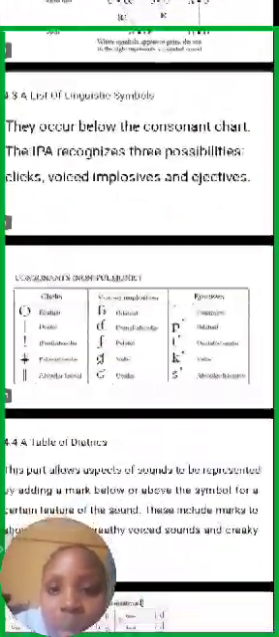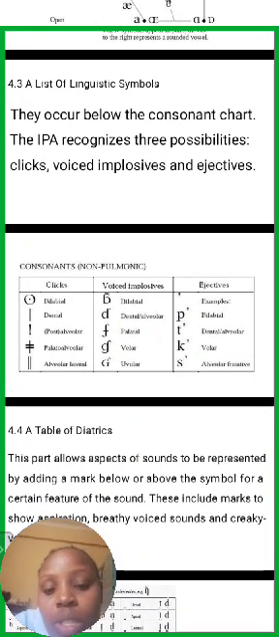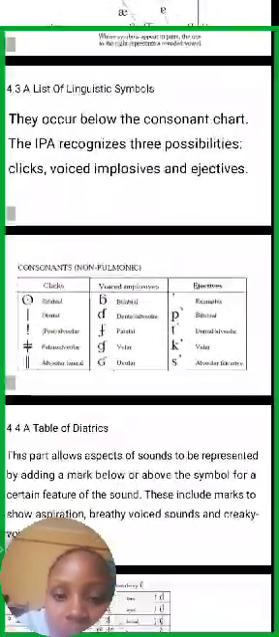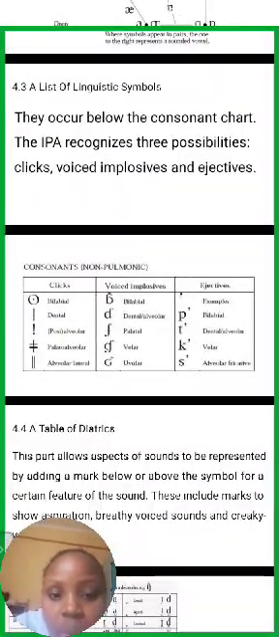So let's go to the next part, the list of linguistic symbols. The linguistic symbols occur below the consonant chart. The IPA recognizes three possibilities: clicks, voiced implosives, and ejectives. This here is a chart of the clicks, the voiced implosives, and the ejectives.